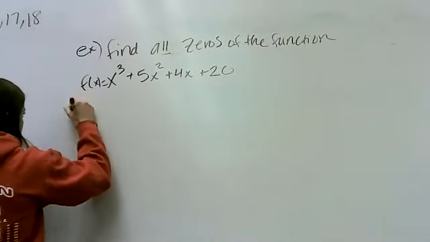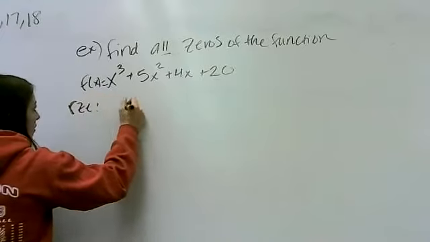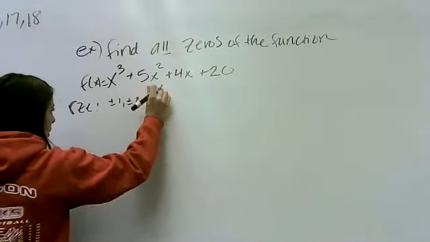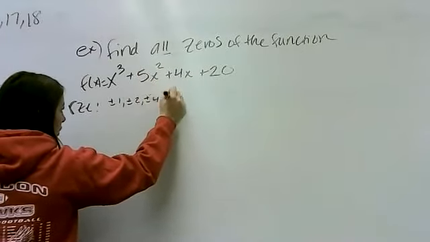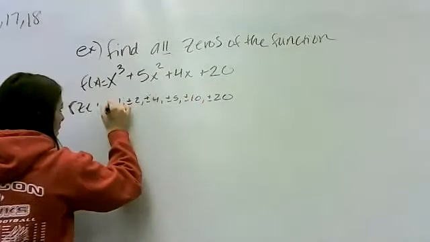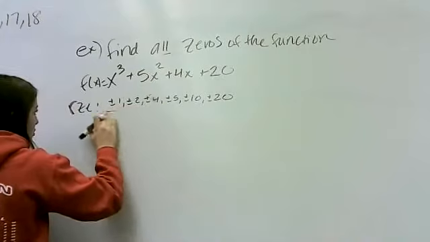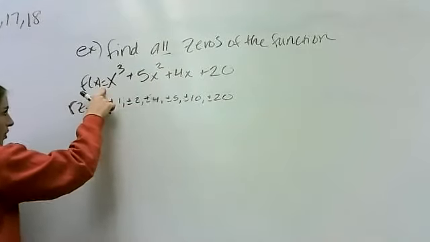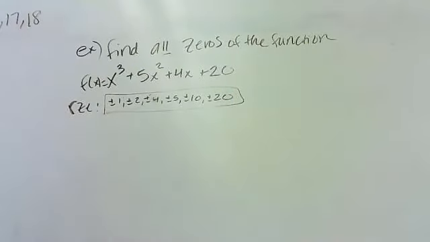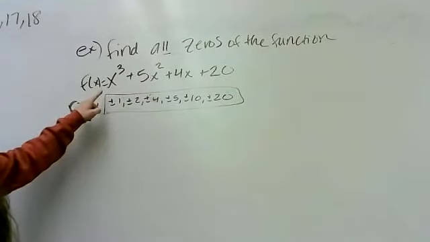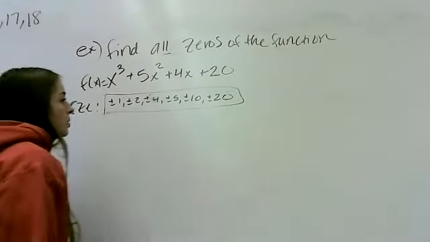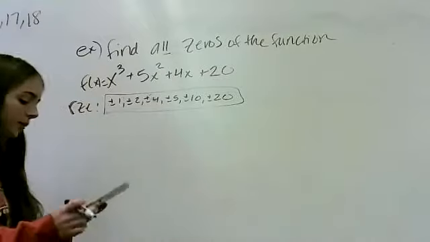Rational zero test first. Factors of 20: plus or minus 1, 2, 4, 5, 10, 20. The factor of the first term, or leading coefficient, is just 1. So it's a shortcut: if I know I'm just dividing by 1, it's basically just what my numerator was going to be. Okay, so now you go plug this into your calculator.